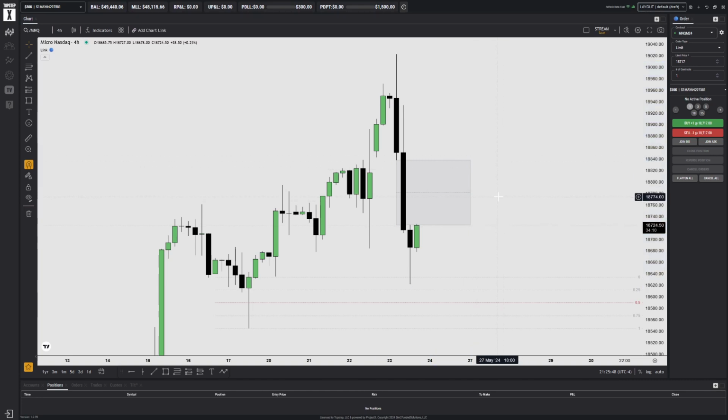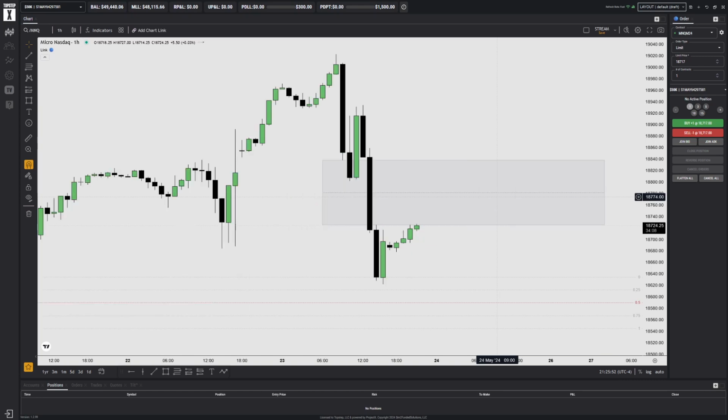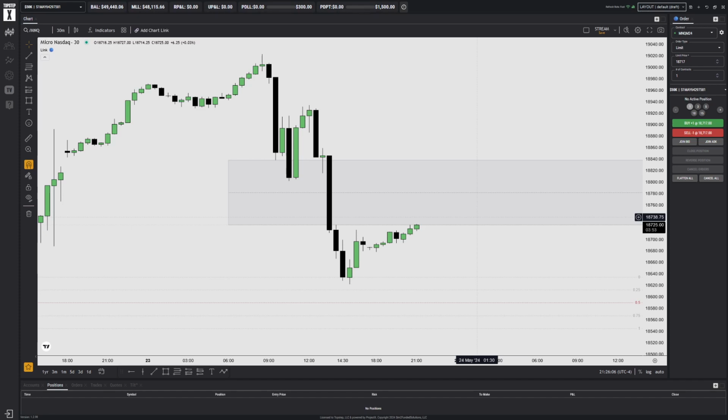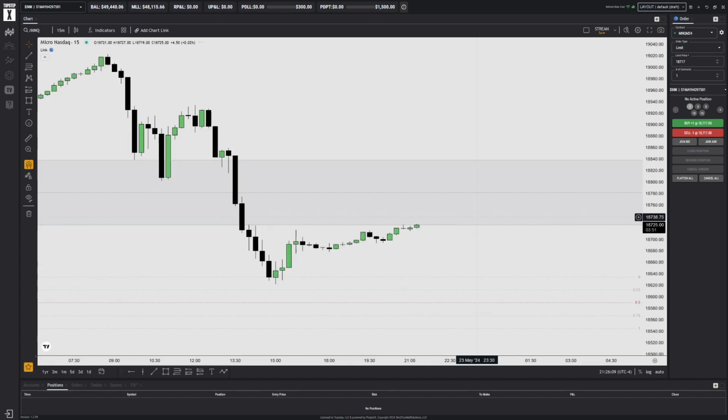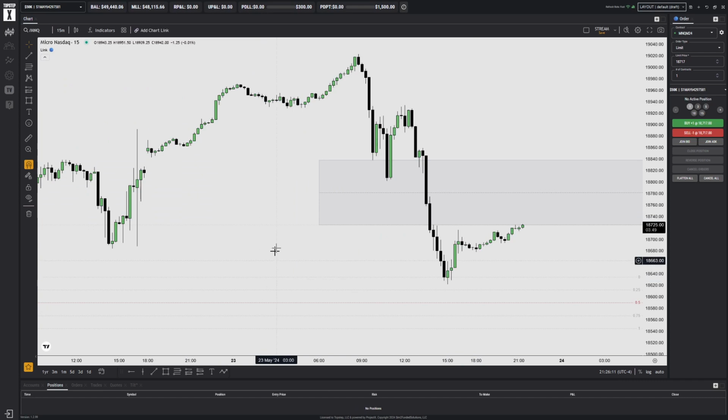Second thing, let's move on to the 1-hour chart. Right now I'll be looking for invalidation points and entry points within the 4-hour fair value gap. Okay, I'm looking for a swing high or a fair value gap on the lower time frames for my entry, and a swing high above the fair value gap for my invalidation.